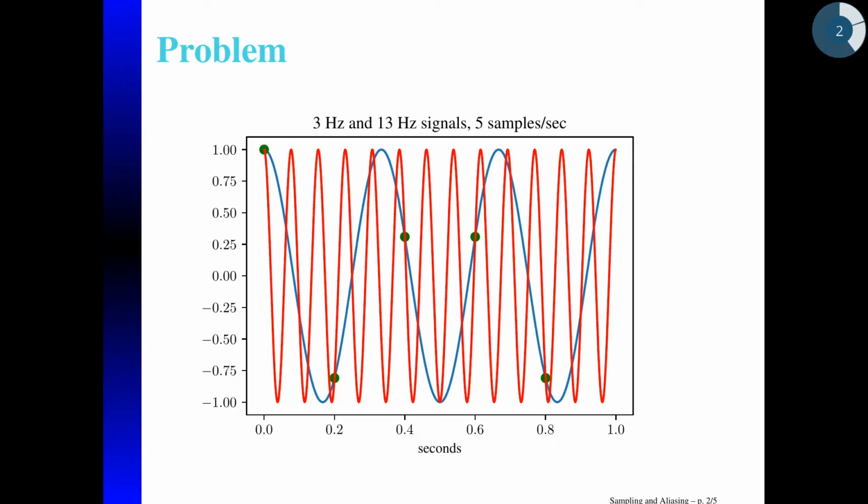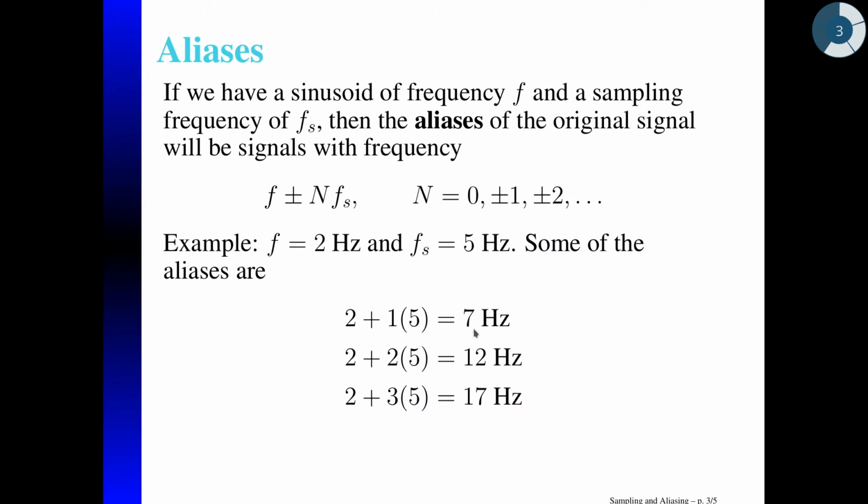So what that is saying here is that 13 Hz is an alias for 3 Hz, and also 3 Hz would be an alias for 13 Hz when the sampling rate is 5 samples per second. As I stated earlier, if I were to change this to 6 samples per second, then they wouldn't be aliases. There would be other aliases. So here's an example. Let's say f is equal to 2 Hz and fs is 5 Hz. Well, then 7 Hz is also an alias for 2 Hz, 12 Hz is an alias, 17 Hz, and an infinite number of other frequencies.